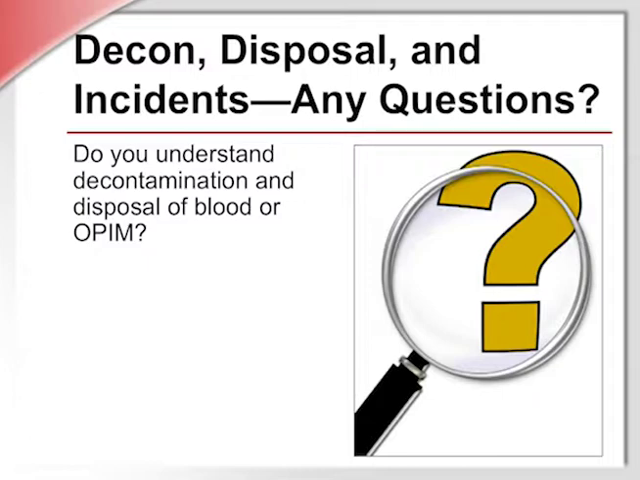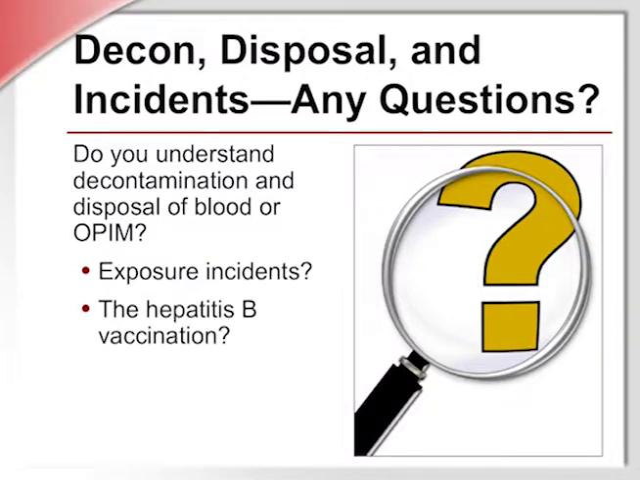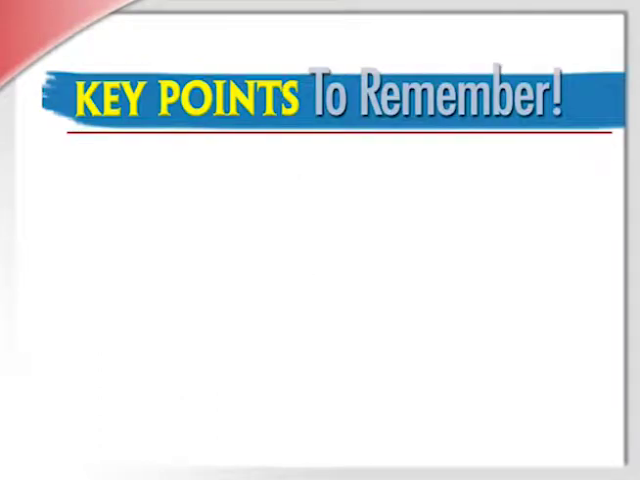It's time to ask yourself if you understand the information presented. Do you understand decontamination and disposal of blood or other potentially infected materials? Exposure incidents and what to do about them. The Hepatitis B vaccinations. It is important for your safety that you understand decontamination and disposal of blood or OPIM, exposure incidents, and the Hepatitis B vaccinations.